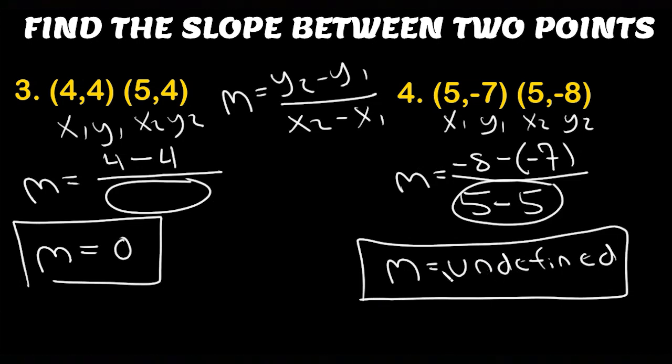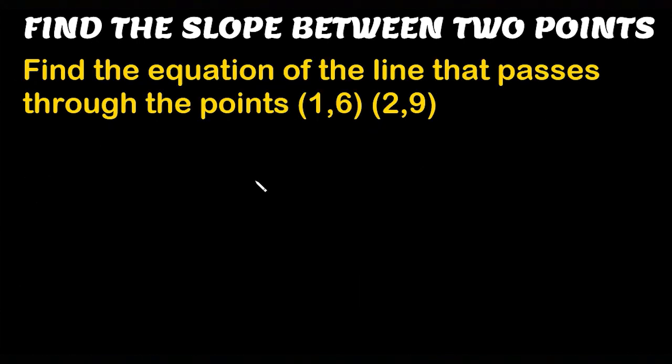Okay? Let's try one more example, and it's actually more of a bonus problem. So it's asking you the following here on the last problem. It says, find the equation of the line that passes through the points 1, 6 and 2, 9. So they want you to find the equation of the line. Now, the equation of a line can be represented by slope-intercept form, which is going to be y equals mx plus b. Okay? So we want it in that format.